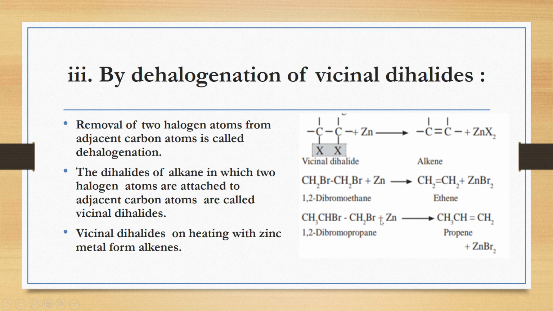Here is the example of 1,2-dibromopropane. In the same manner, the reaction will take place. Two bromine atoms will combine with zinc forming ZnBr2, zinc bromide, and a double bond will get formed between the two carbon atoms from where the two bromine atoms were removed. Thus, 1,2-dibromopropane is converted into propene.